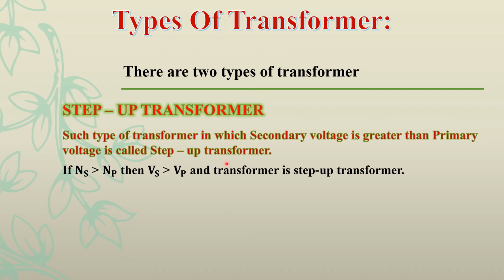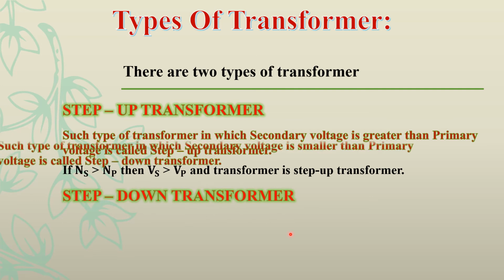We use a step-up transformer where we need more voltage than the provided voltage, more output voltage than input voltage. So there we can increase the number of turns of the secondary coil and we can get the greater output voltage.